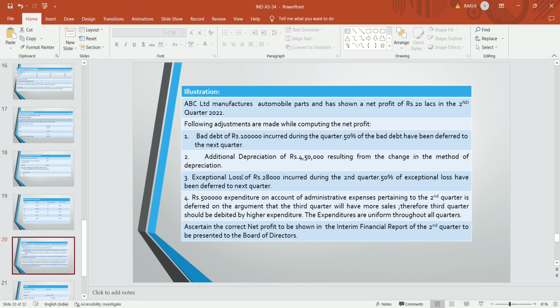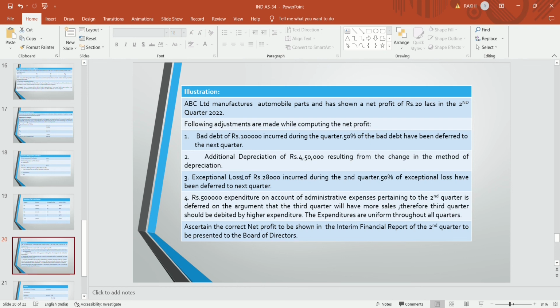Exceptional loss of 28,000 incurred during the year. If there is a loss of 28,000 during the second quarter and they disclosed 50% of that but did not disclose the remaining 50%, and they want to disclose it in the next quarter, have they made the correct entry? No, it is not correct. The event which occurs in that quarter is required to be disclosed in that quarter. So they have to disclose the full 28,000, not the 14,000.